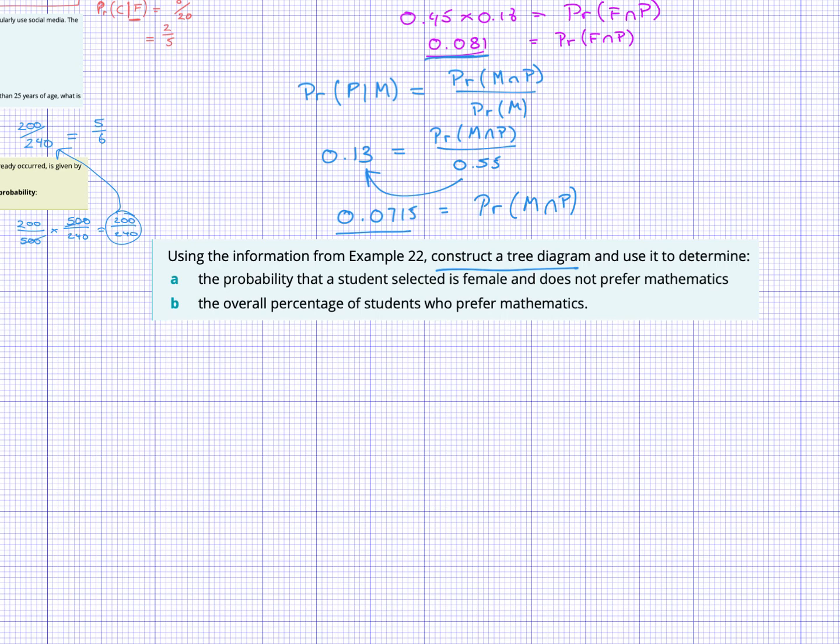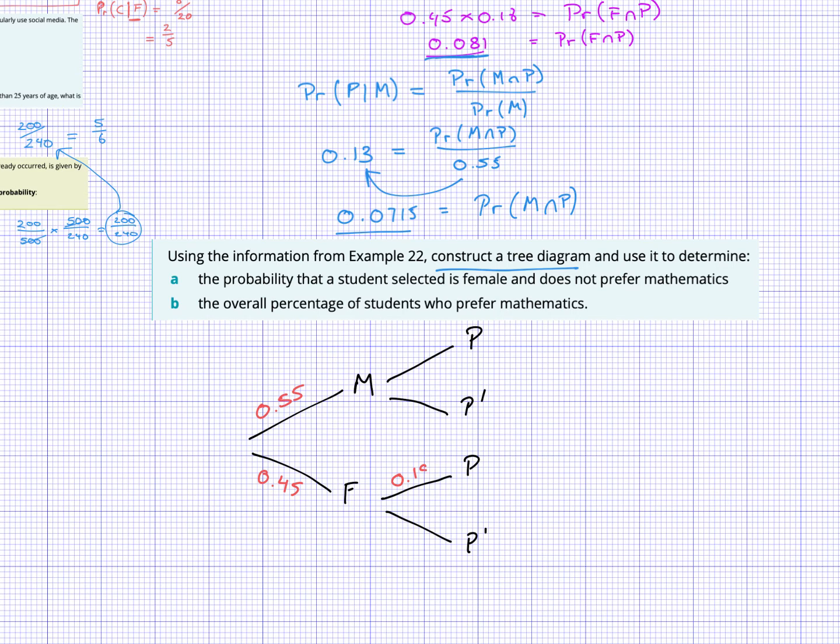construct a tree diagram and use it to determine a few things. So first steps first, we have two events. We could be male or female. We could also prefer maths or not prefer maths, and it's the same for the females. All right, so I have my prefer and not prefer. Now, what I can also write on here is the weightings. So there was a 0.55 male, 0.45 female.